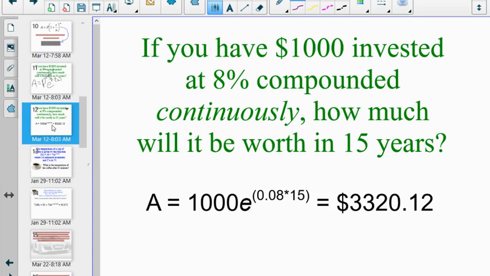I plug that in. Plug this into your calculator carefully. 0.08 times 15. I might plug that into my calculator first, and then do e raised to that power, and then finally multiply by 1,000. You should get $3,320.12. If you don't, go back and look at how you're plugging it into your calculator. Watch your parentheses, watch your order of operations.